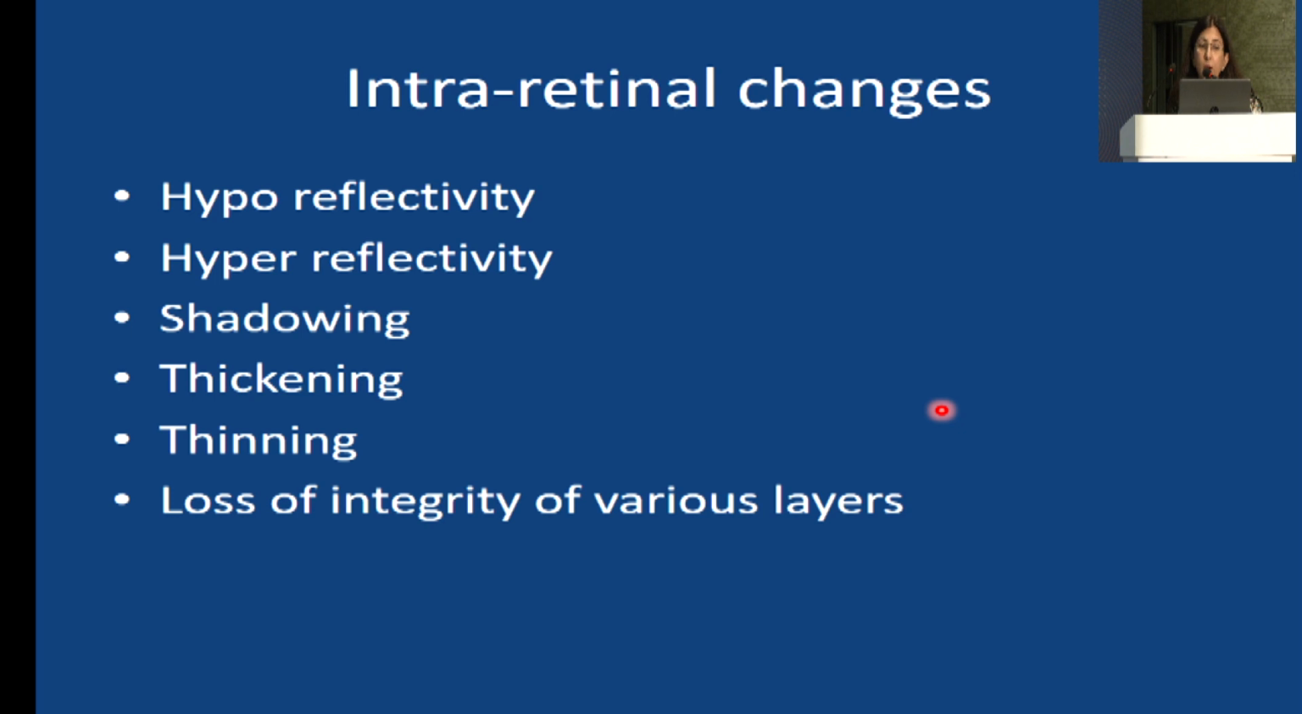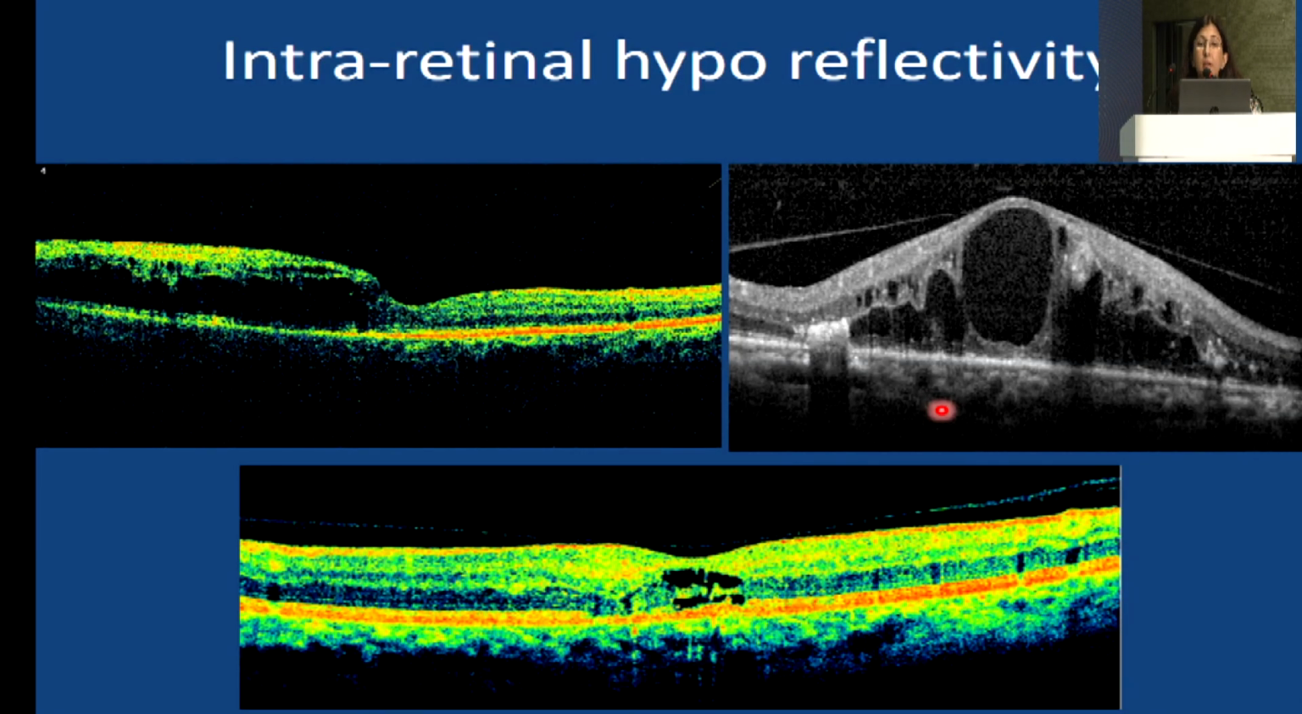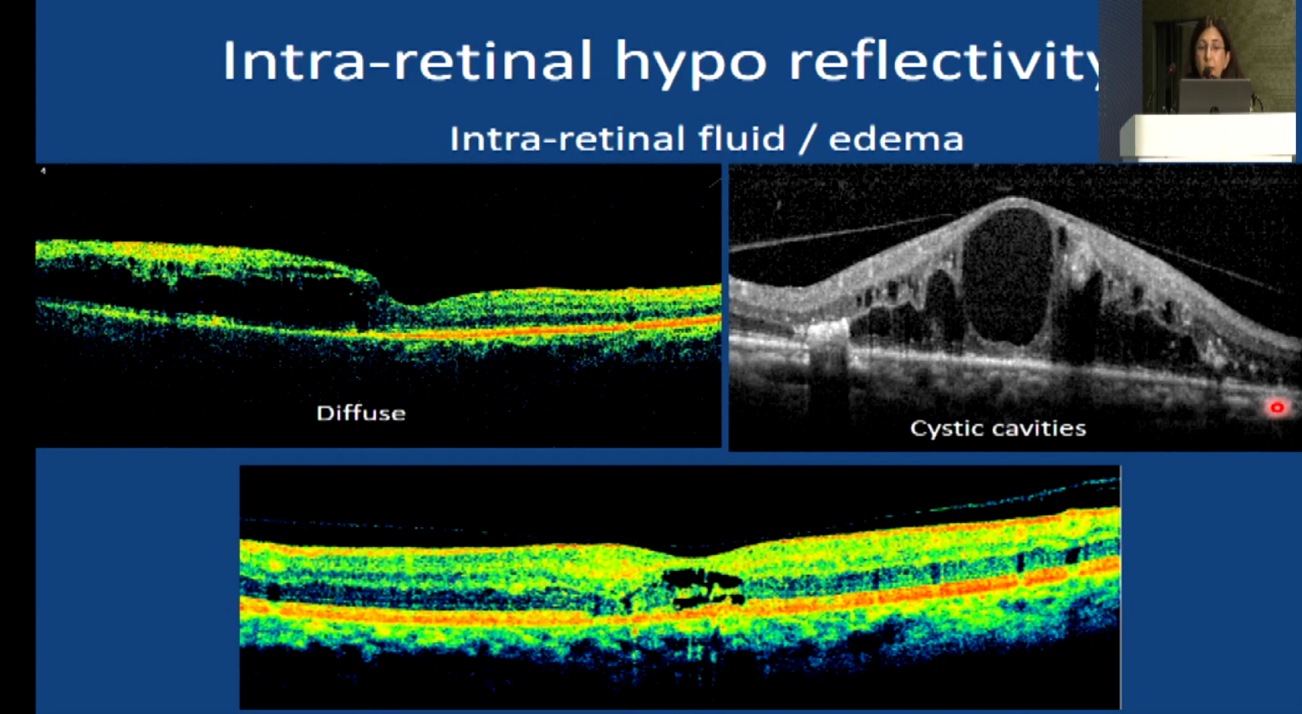Then we look at the shadowing, thickening and thinning, and ultimately the integrity of the layers. In hyporeflectivity, usually we'll see black spaces, and it means fluid. But all black spaces won't be fluid. So if it is a diffuse pattern, then it is diffuse edema. Or you may get cystic spaces like this, so this is cystic edema.